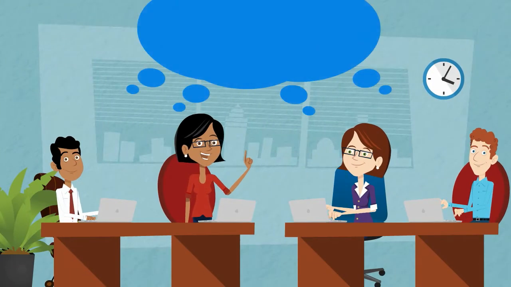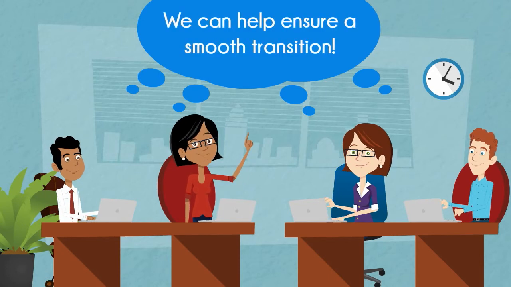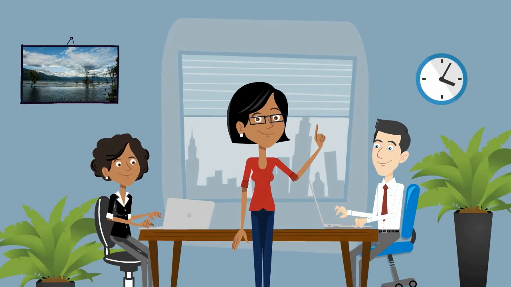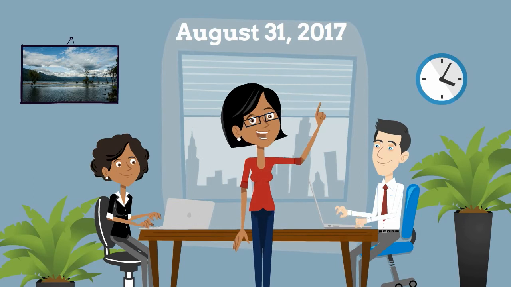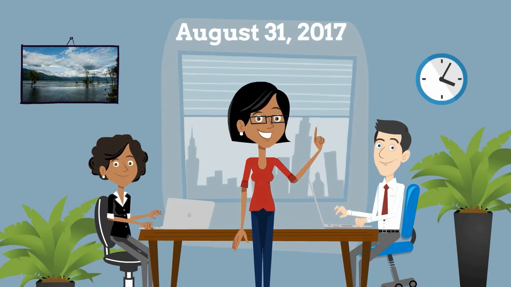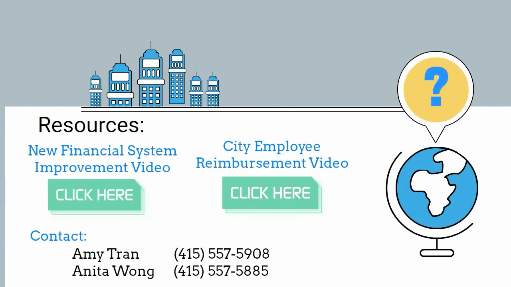We know that this is a significant change in business process. To provide quality service during this transition, the fiscal team will continue to accept the traditional paper forms and make the entries online on behalf of the staff over the next 2 months. By August 31st, 2017, you will have to submit the reimbursement forms online, and we hope that you will have had enough time to learn to navigate this new process. For questions and additional resources, please check out the links on the screen.